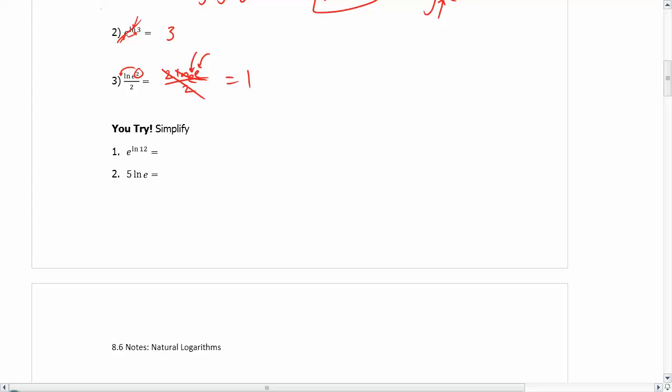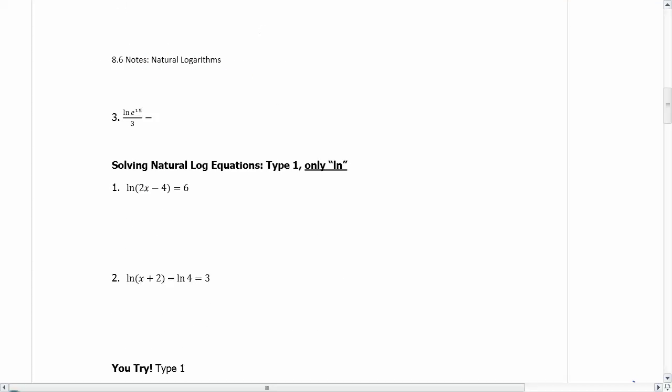By the same rationale, this e and the base of that log are the same, so they cancel out, just leaving us with 12. ln of e cancels out, just leaving us 5. And on the top of the next page, this 15 comes down. 15 ln of e over 3. ln of e is 1. 15 over 3 is 5.